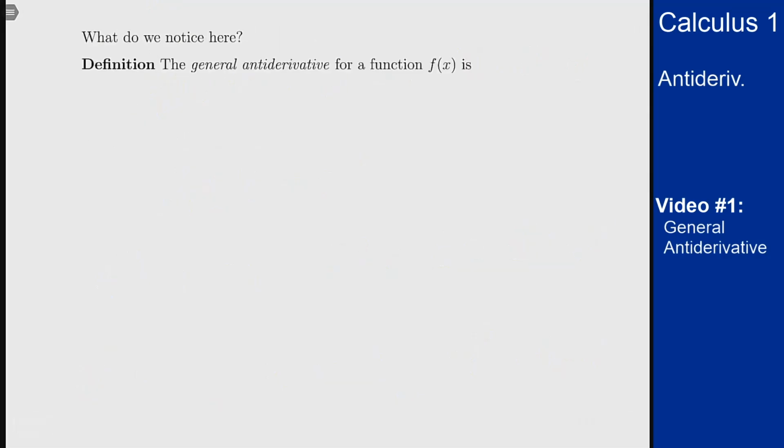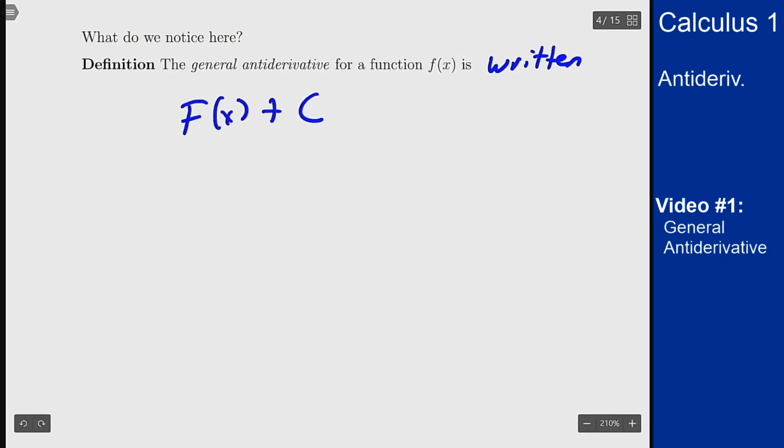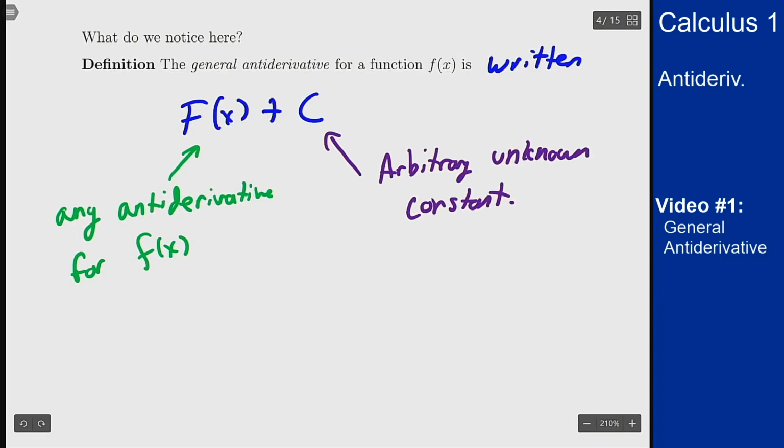What we notice here is we can get more general than just finding one antiderivative for a function. So the general antiderivative for a function f is written as F of x plus c, where this big F is any single antiderivative for my function little f, and this c is an arbitrary unknown constant. This c could be any number we want. It would still satisfy the fact that the derivative of big F of x plus c is still just little f, because I know that the derivative of big F is little f, and derivative of c is 0.